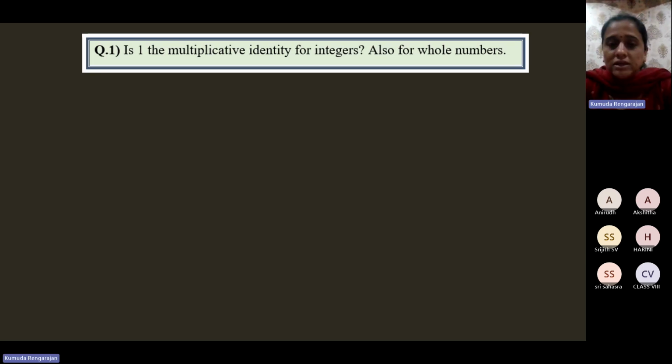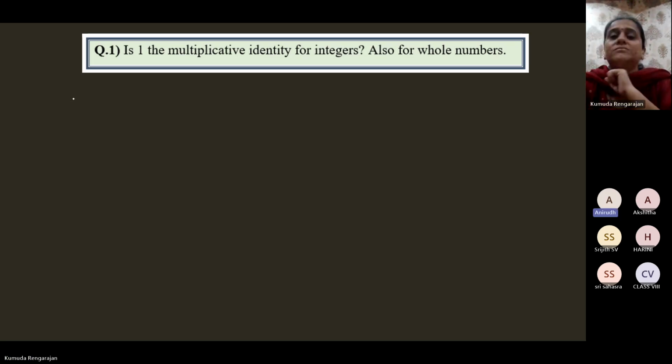So mostly we'll conclude the chapter rational numbers in today's class. Okay, so this is the first question for today's class. Is 1 the multiplicative identity for integers, also for whole numbers? Is 1 the multiplicative identity for integers?